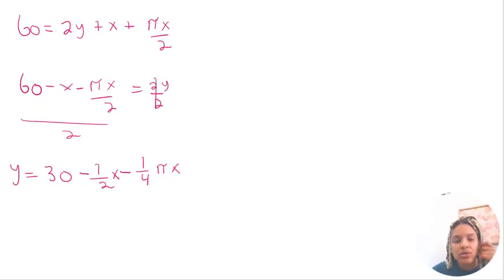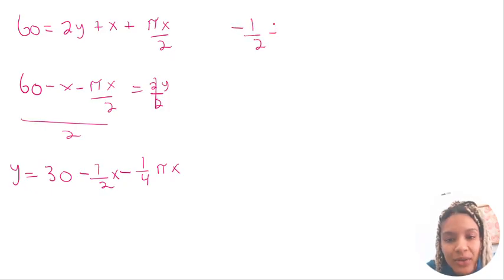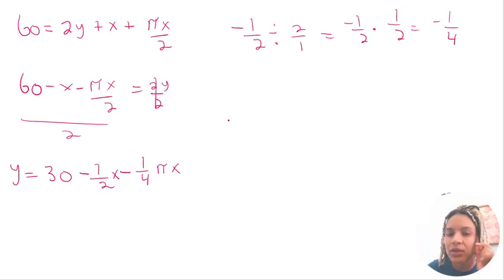Okay, let's not get stressed about it. So this is saying negative 1/2 divided by 2 over 1. Flip that. So it's negative 1/2 times 1 over 2, negative 1/4. Let's not forget that, okay? That's where the 1/4 comes from. Okay, so now we have the linear equation that represents the perimeter in terms of x and y. Okay. From here, we need to now find the area.